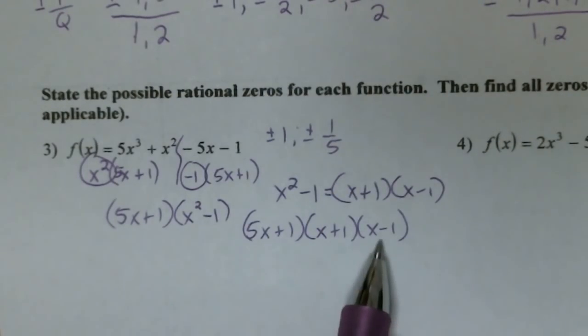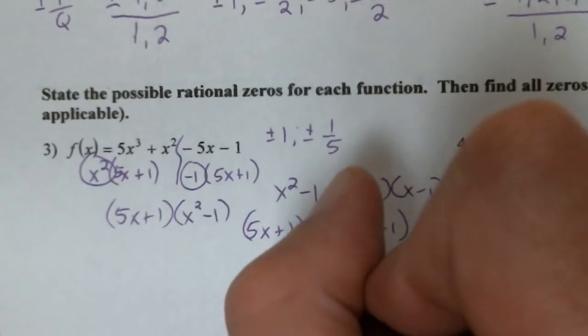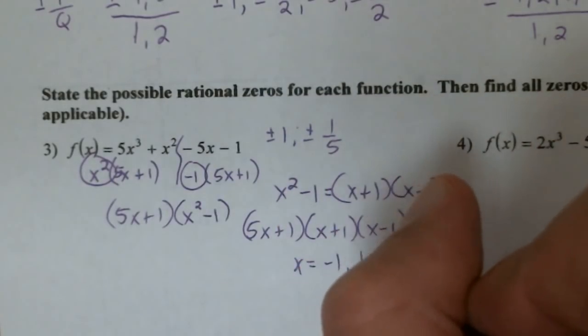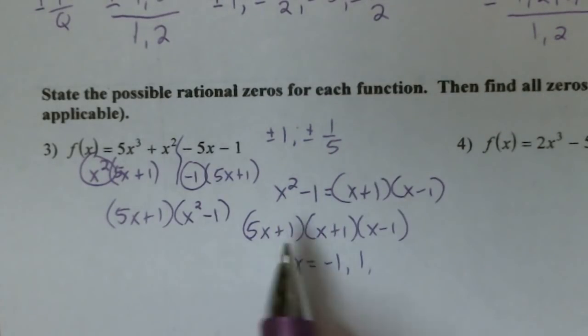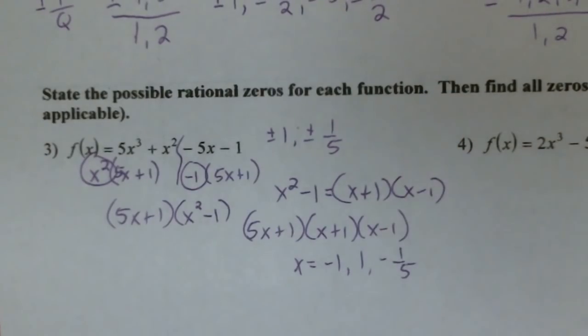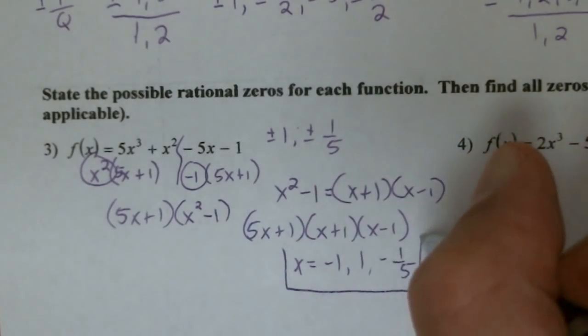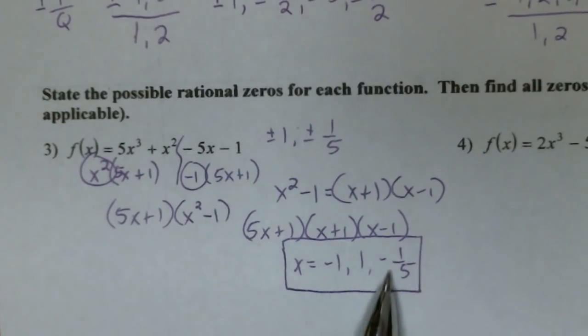Now I just solve each of those. I flip those two signs, so x is going to be equal to negative 1 and positive 1. For the other one, move the 1 to the other side and divide by 5, which gives negative 1/5. Those are my zeros. I don't have any multiplicities. All of these are multiplicities of 1.